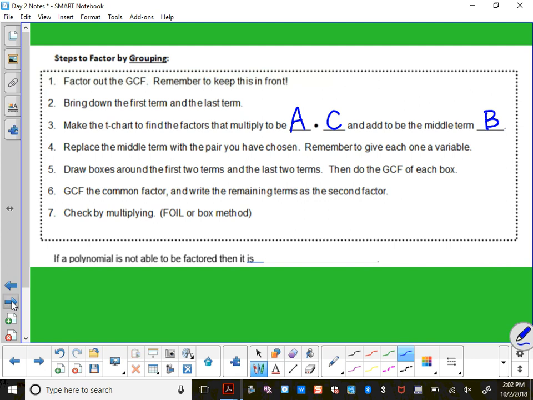We replace the middle term with a new pair. We'll split them up and then we'll find the GCF of the last two terms. And then you check by multiplying. At the bottom it says if a polynomial is not able to be factored, then it is prime. I know I went through that quickly because we're going to go through it more in depth in our examples.